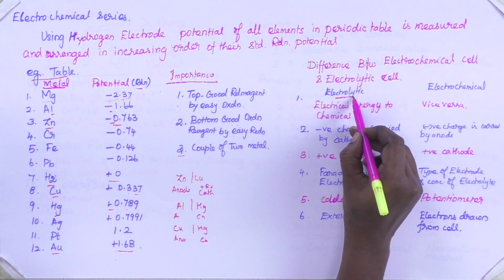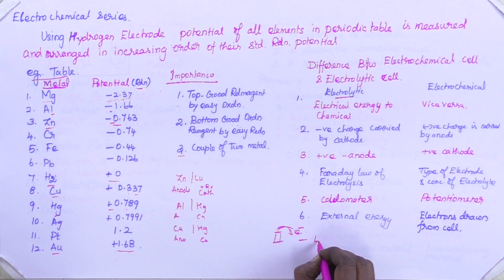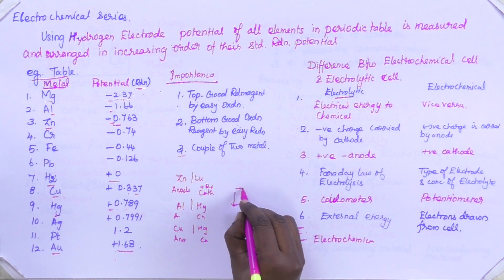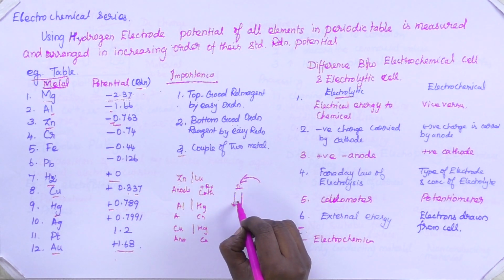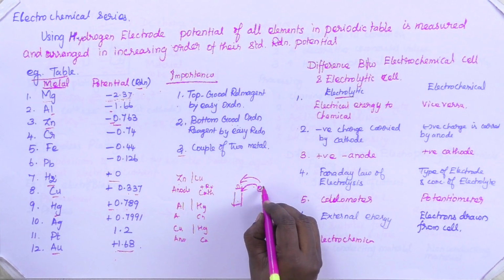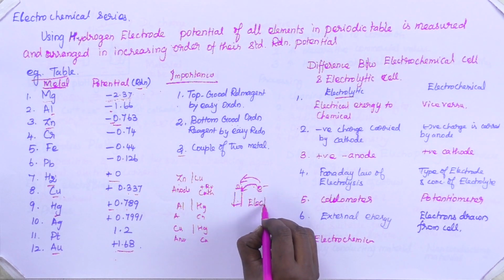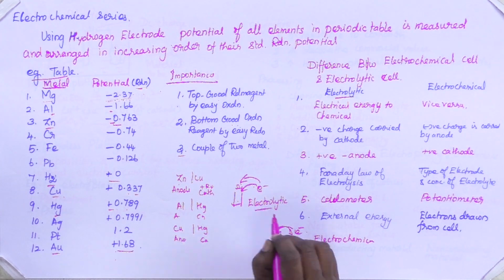So what does electrolytic mean? When you have a battery and you are getting energy, electrons flow from the battery to the external circuit. This is called electrochemical. If you have a battery and you are supplying electric power from the external source into the battery, the electrons are passed from outside to inside the battery. Then it is called electrolytic. So this is the difference between electrochemical and electrolytic.